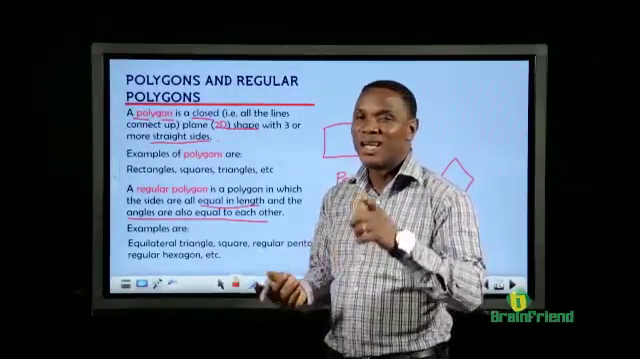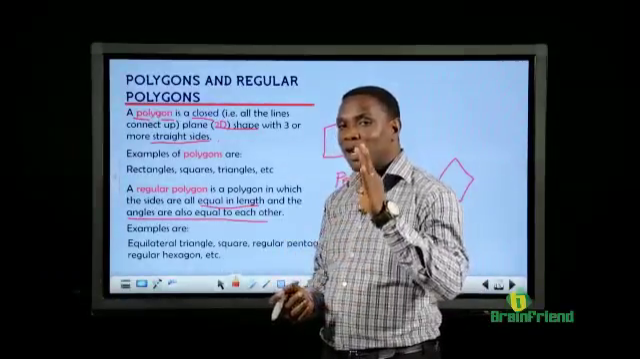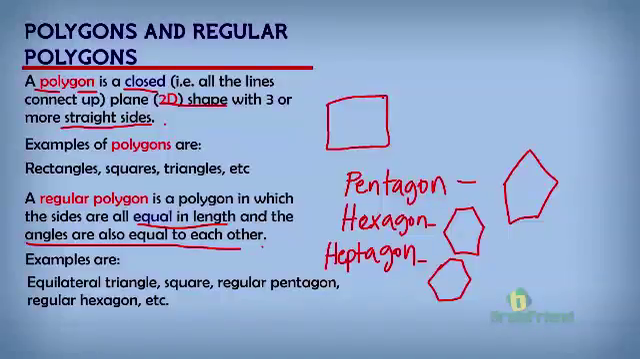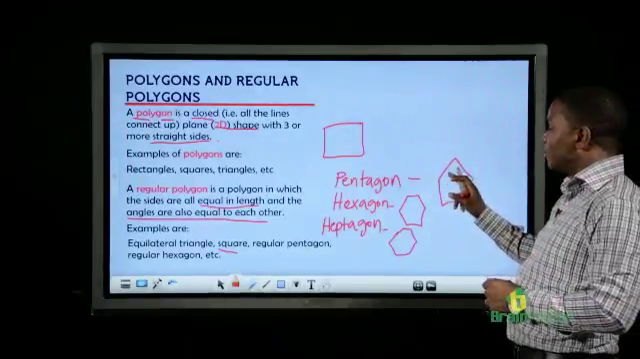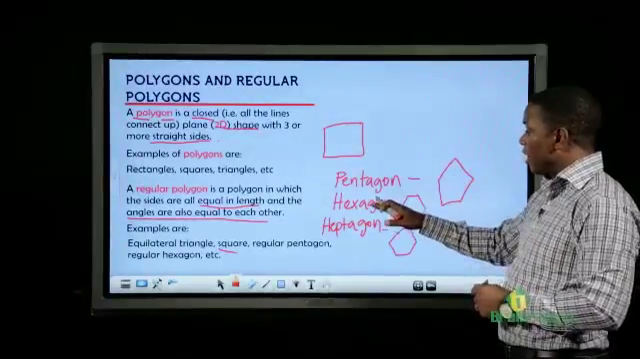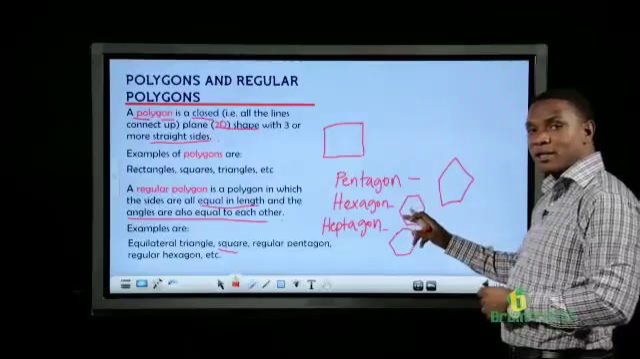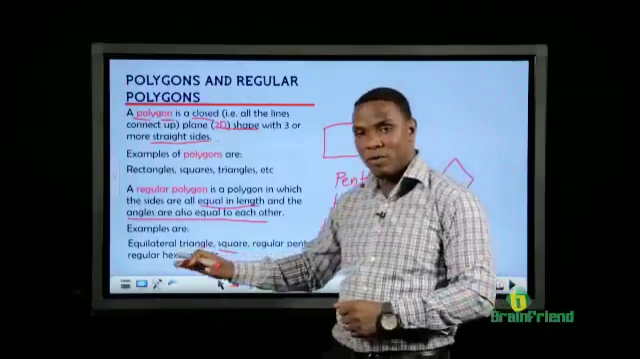Equilateral triangle is a regular polygon. Why? It has 3 equal sides, and also it has its angles equal to one another. The square also is another example of a regular polygon. And then we also have regular pentagons. It means that our pentagon here must have all its sides equal. And if its sides are equal, it also means that the angles within it will be equal. Regular hexagon, also 6-sided, all sides must be equal and hence angles equal, and so on and so forth.